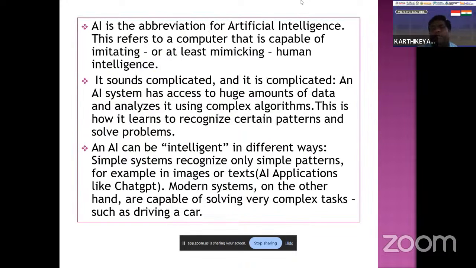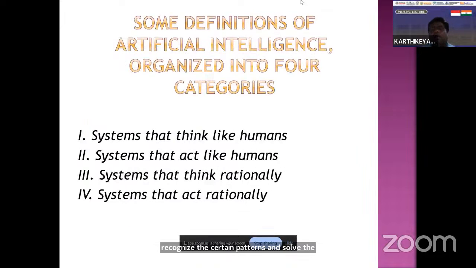AI is the abbreviation of artificial intelligence. This refers to computers that are capable of imitating, or at least mimicking, human intelligence. It sounds complicated, and it is complicated. AI systems have access to a huge amount of data and analyze it using complex algorithms. This is how they learn to recognize certain patterns and solve problems. And next, some of the definitions of AI organized into four categories.